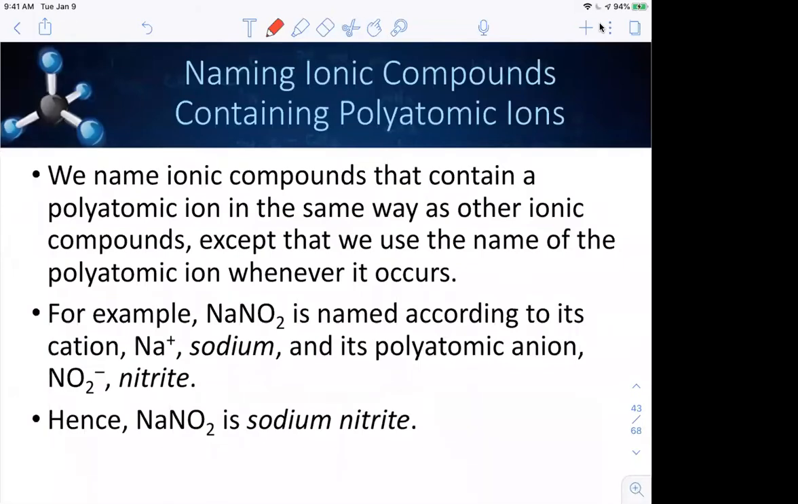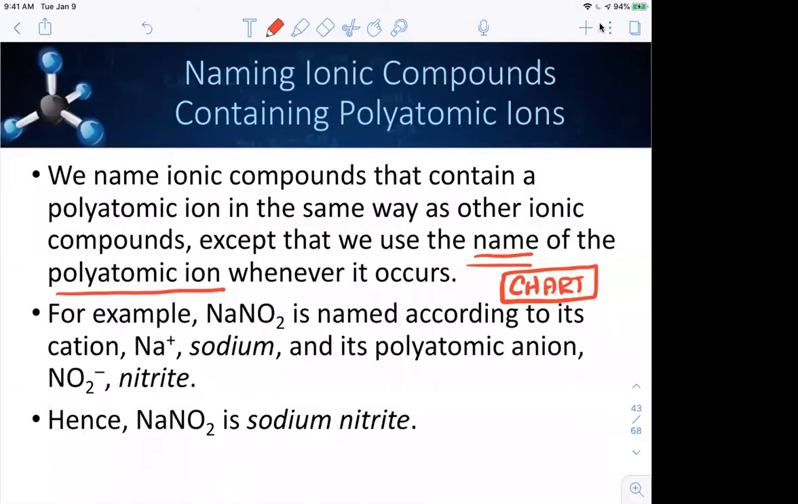Now, what about if I have polyatomic ions? I'm going to name ionic compounds that contain a polyatomic ion in the same way, but I'm going to use the name of the polyatomic ion. You need to have a chart. Look up a chart of polyatomic ions and then try to use it all the time you do homework.